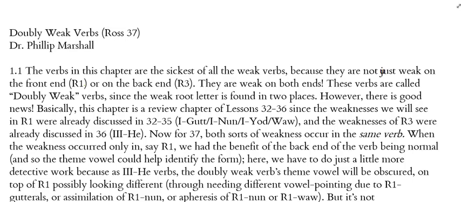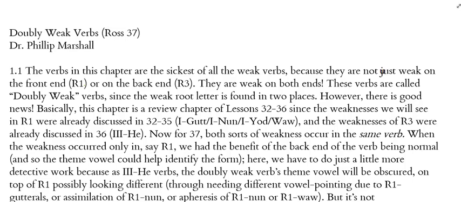But there really is good news in this chapter, and that is that this chapter is really a review chapter for lessons 32 through 36. The weaknesses that we will see in root 1 for doubly weak verbs, we've already discussed in chapters 32 through 35. Chapter 32 and 33, we hit 1 gutturals. Chapter 34, we hit 1 noons. Chapter 35, we hit 1 yod, 1 vav verbs. And those are all weak on the front end.